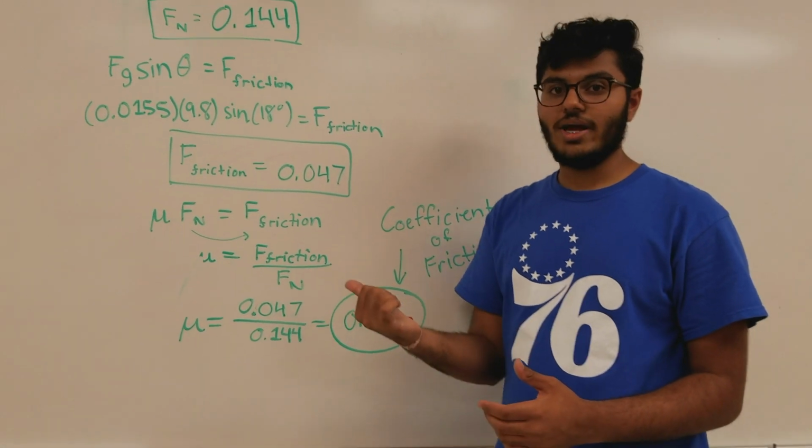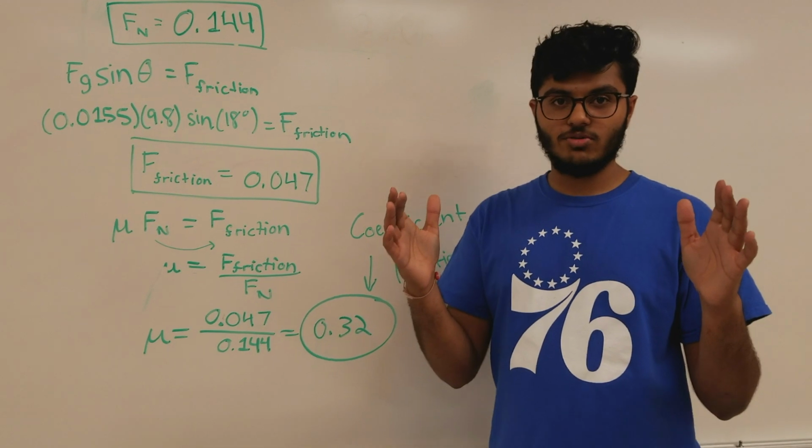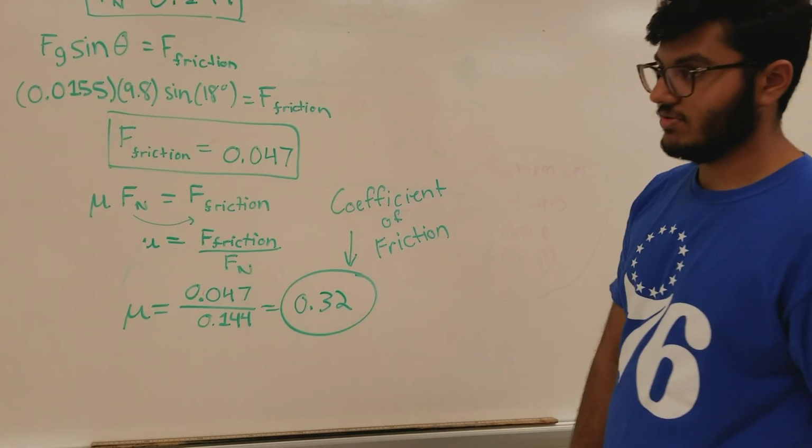And you know this is correct. Well, you can assume that it's correct at least because it's in a range between 0 and 1, which all coefficients of friction have to be in.